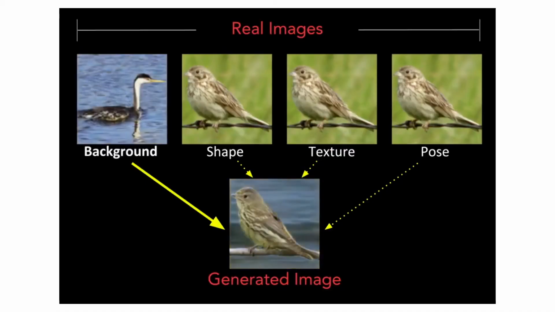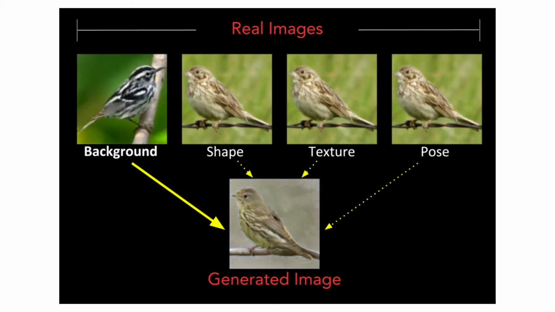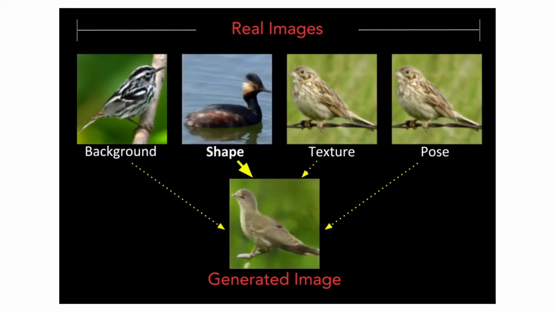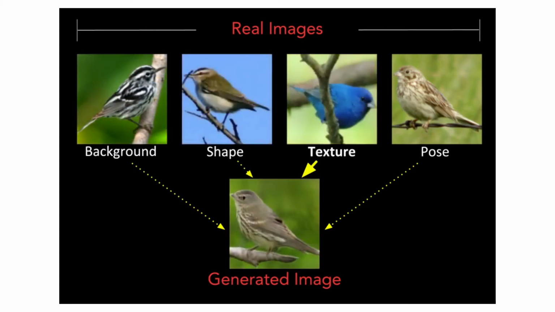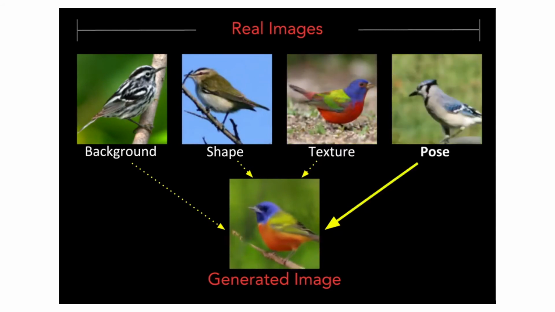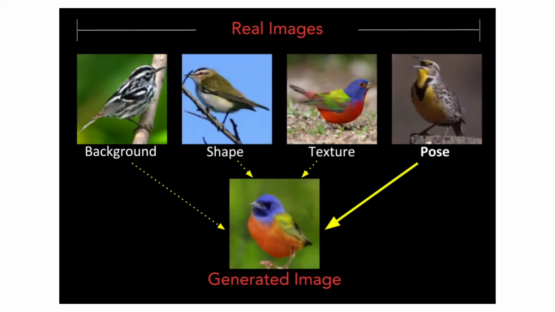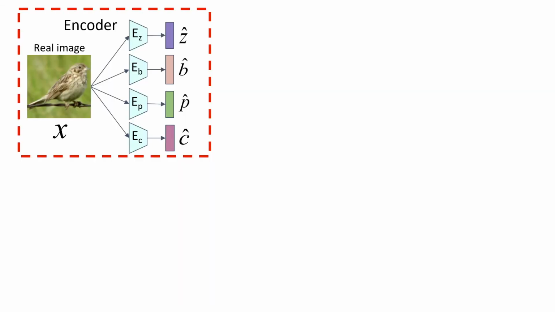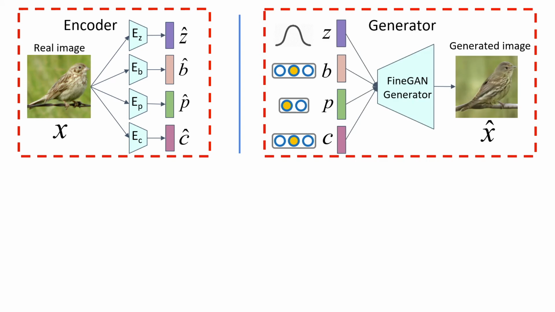In this work, we present mix and match, which disentangles, encodes, and combines background, shape, texture, and pose from real images to generate a new image. Our model does this without any mask or label annotations. Our model consists of 4 encoders to disentangle and encode different factors from real images, and a fine-grained generator to generate new images conditioned on the latent codes.